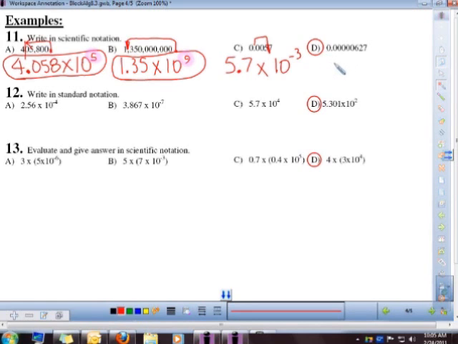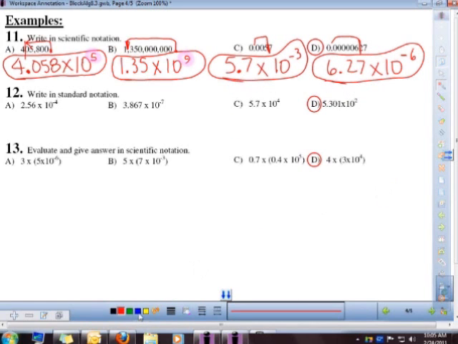What's the first number we're going to write down? Very good, 6.27 times 10 to the something. And I know it's going to be a negative exponent because it's a number less than 1. So I'll move the decimal from here to here. And yes, -6.